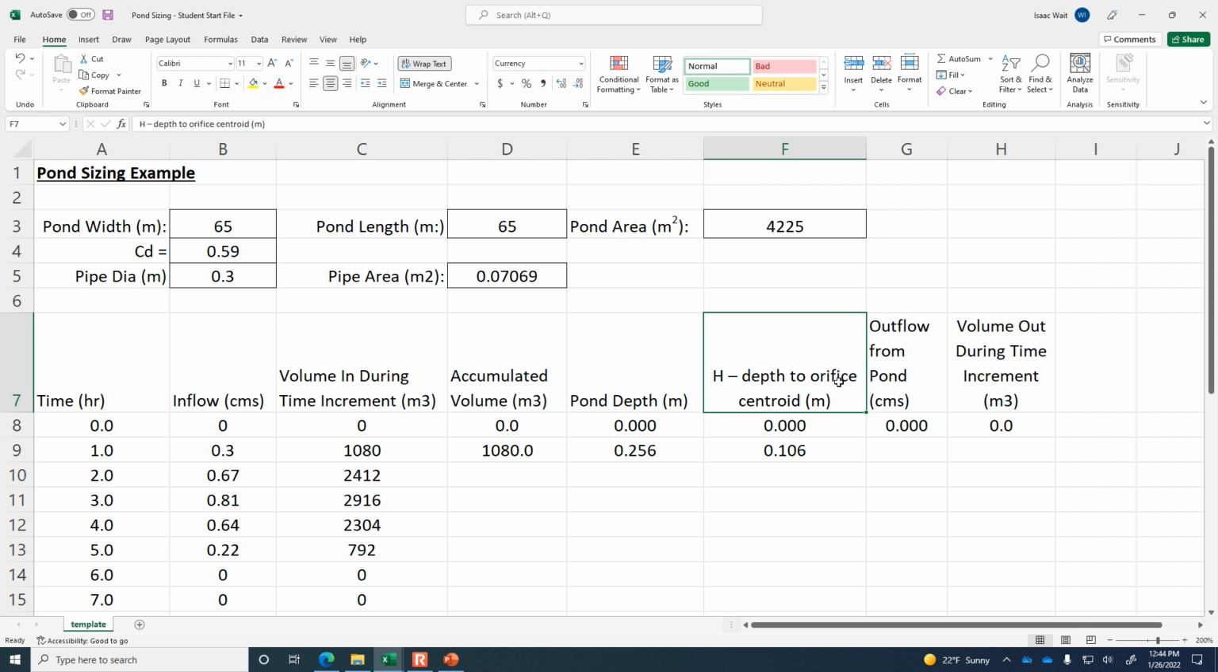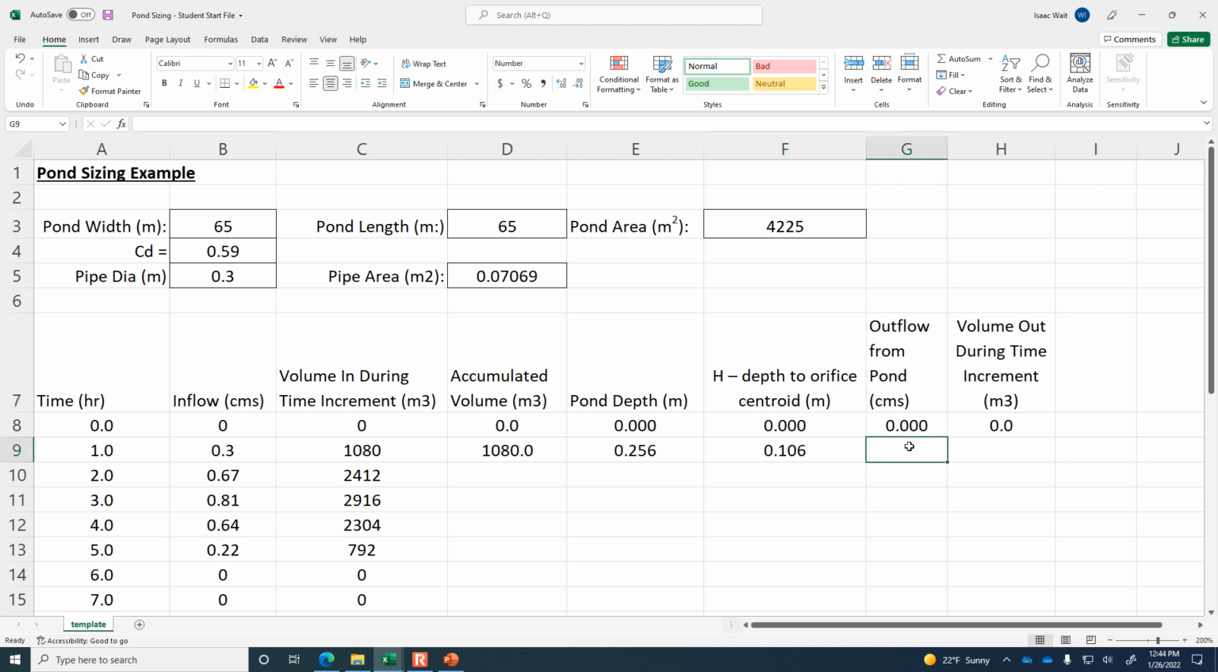So let me sketch this on the whiteboard just to make it clear. Here's the bottom of the pond. Here's the pipe that's going out. And here's the water level. So this is H. H is from the center of the pipe to the water surface. So depth, this is the depth. This is 0.3 meters. And this is 0.15 meters. Okay, hopefully that helps to clarify what we've got here for the depth of the centroid.